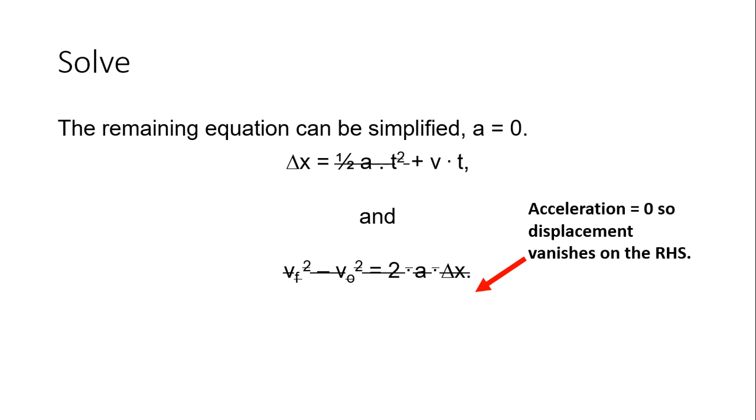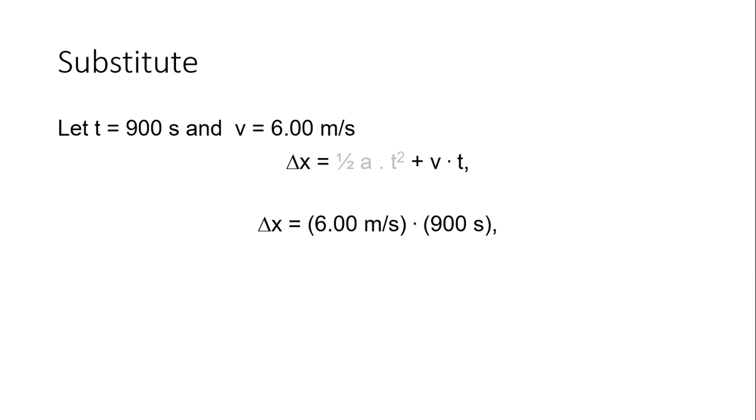We're further going to be able to simplify this by noting that the acceleration is 0, and so the first term of the only remaining equation actually vanishes. Okay, we're going to substitute in some numerical data. We've let the time equal 900 seconds, and the velocity equals 6.00 meters per second. So we're going to plug those in, and we come up with our displacement is 5,400 meters.